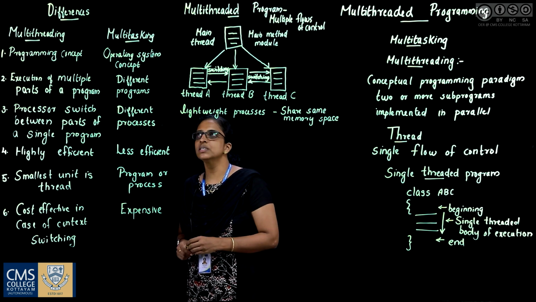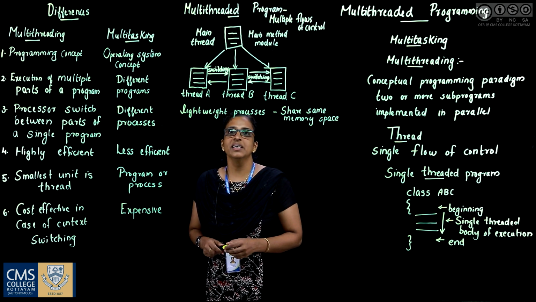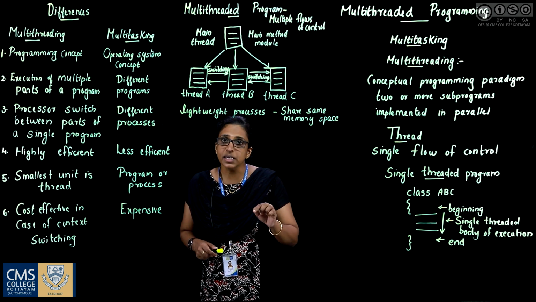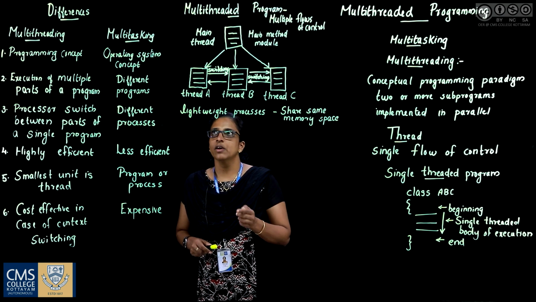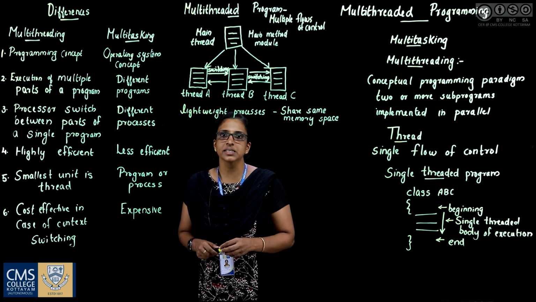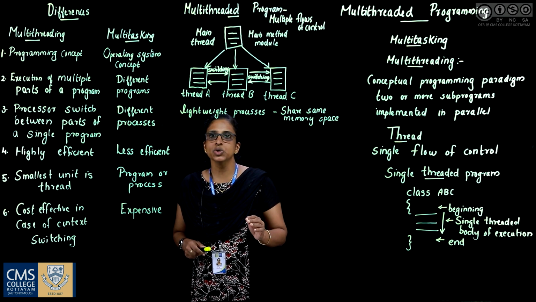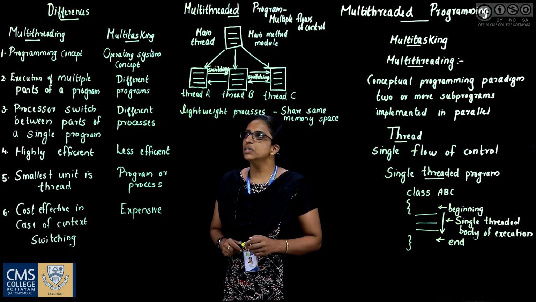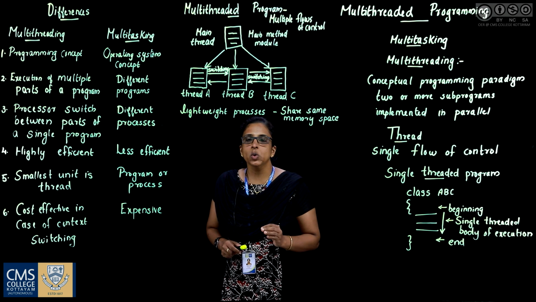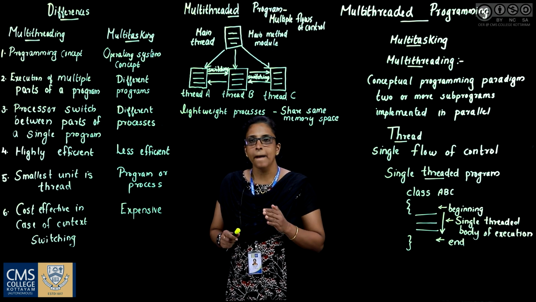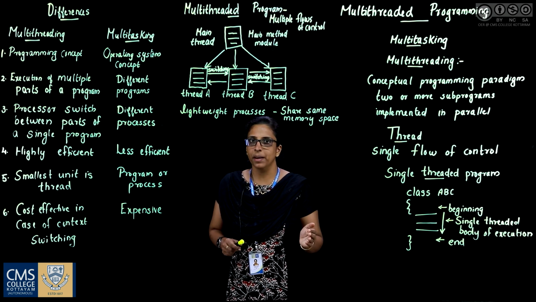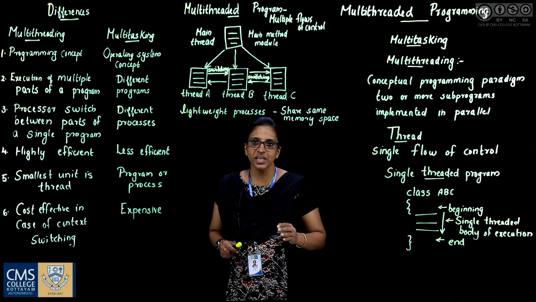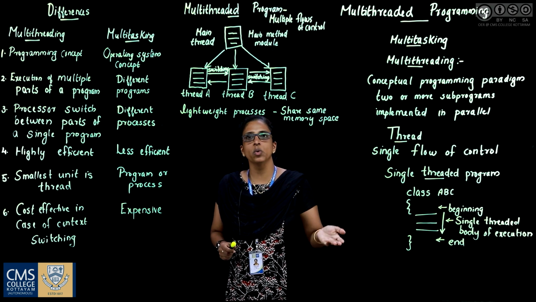In the second point, in the case of multi-threading, it supports the execution of multiple parts of a single program simultaneously, whereas in the case of multitasking, it supports the execution of different programs simultaneously. The third point is, in multi-threading, the processor has to switch between multiple parts of a program, whereas in multitasking, the processor has to switch between different processes or programs.